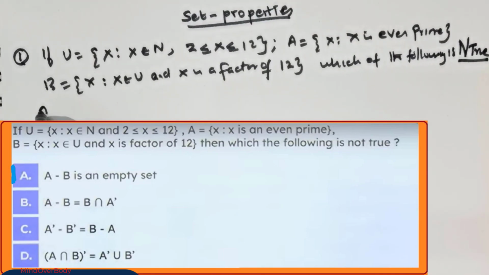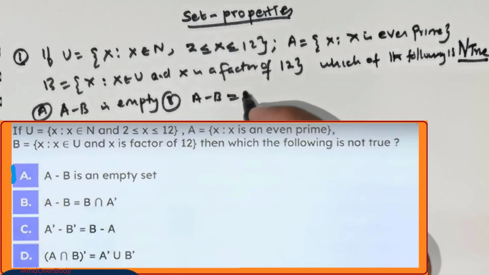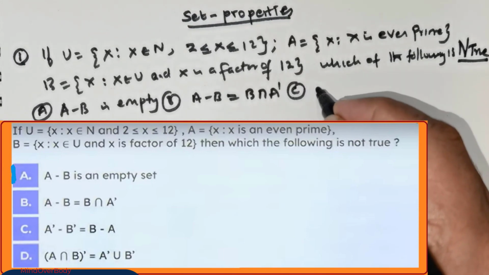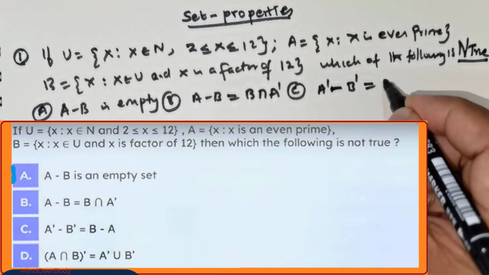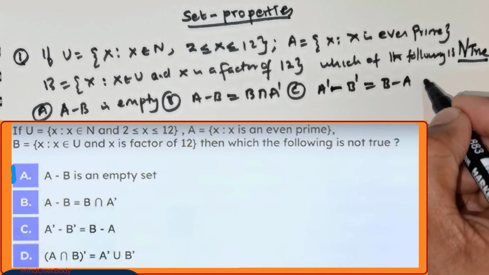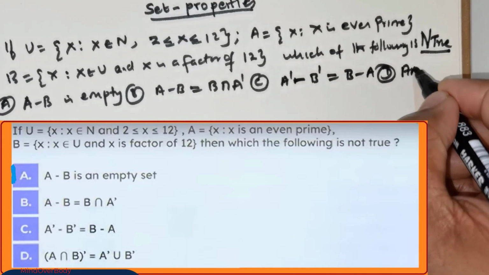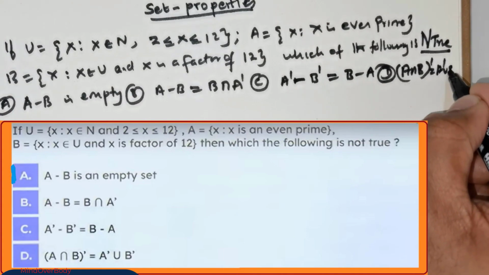So the choices are given as follows. A, A difference B is empty. B, A difference B is equal to B intersecting A complement. Choice C, A complement difference B complement is equal to B minus A. And choice D, A intersecting B the whole complement is equal to A complement union B complement.